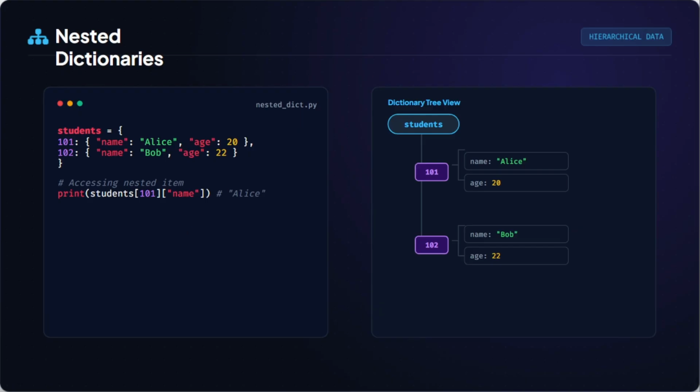Now let's understand nested dictionaries. A nested dictionary is simply a dictionary inside another dictionary. At first, it might sound confusing, but it's very simple. Think about a school database. Instead of creating separate variables for every student, we can store every student's information inside one large dictionary. Each student's roll number becomes the key, and the student details become another dictionary. Let's see it in the code.